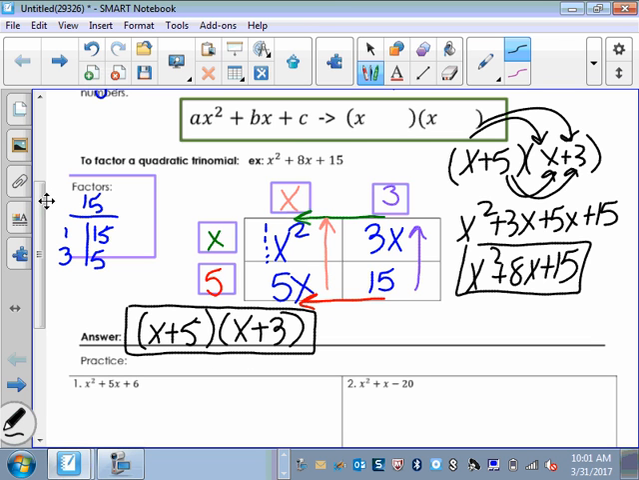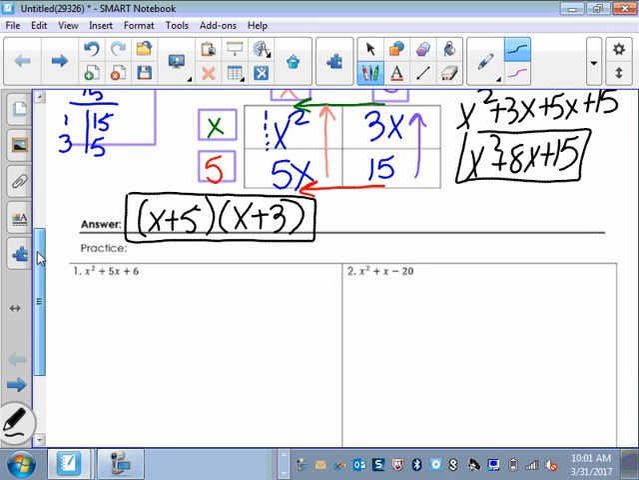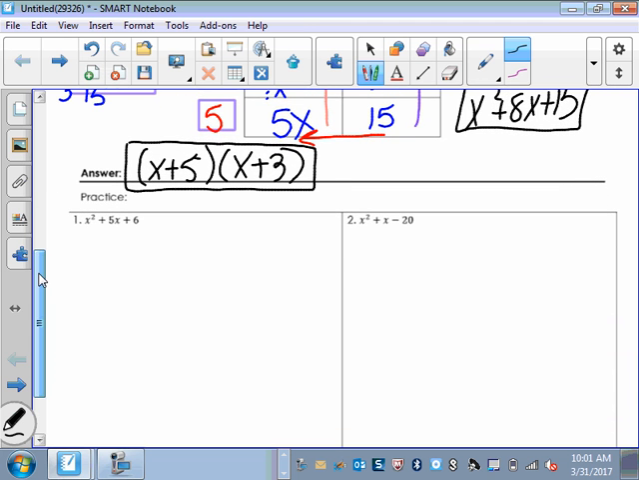Okay, so that is basically what we're going to be doing with FOIL. You need to be careful with certain problems, but if you pause this video, you can do number 1 and then check to see what your answer is, and I will be showing you guys in a second. So why don't you pause this video and I will show you how to do the rest.